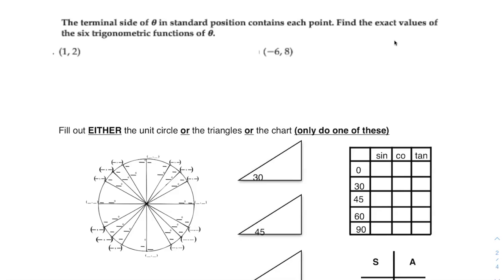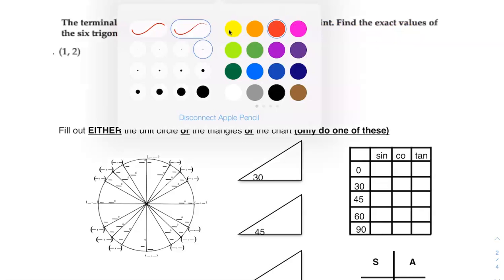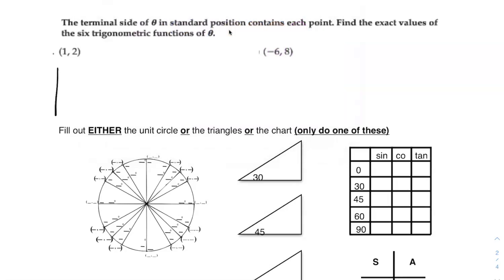Okay, the next one. The terminal side of theta in standard position contains each point. Find the exact values of the 6 trigonometric functions of theta. So, kind of like the last one, but now we got to draw it ourselves. So, the point is (1, 2). So, right 1, up 2. So, what they want you to do here is make a triangle. Just like we always do. From the origin to the point, then down to the x-axis.